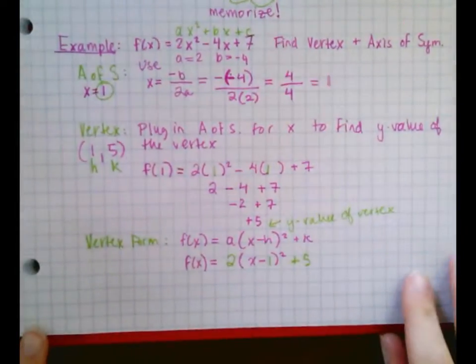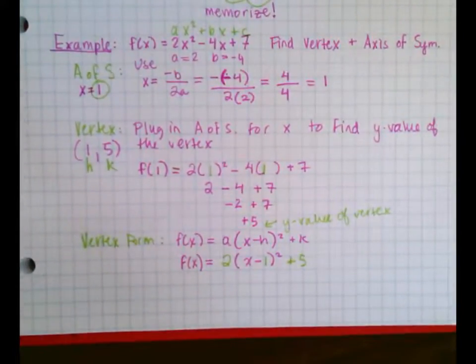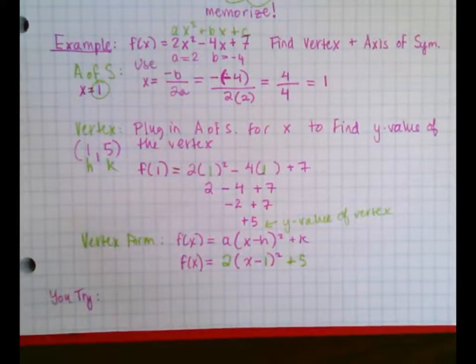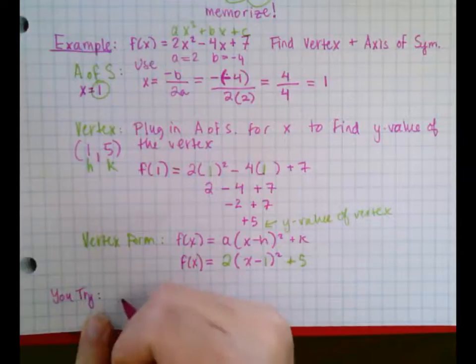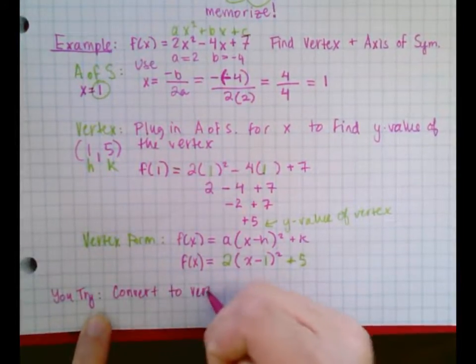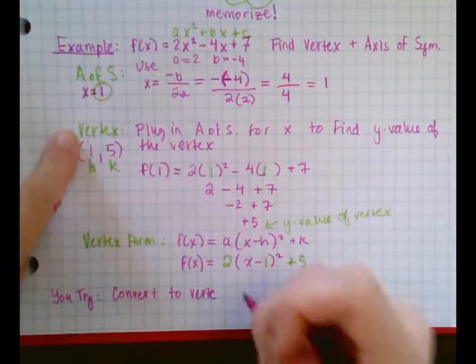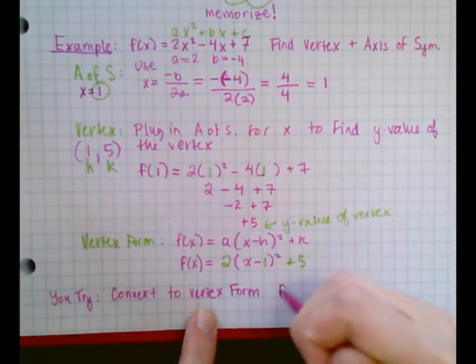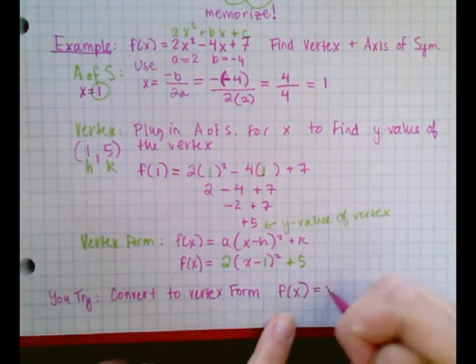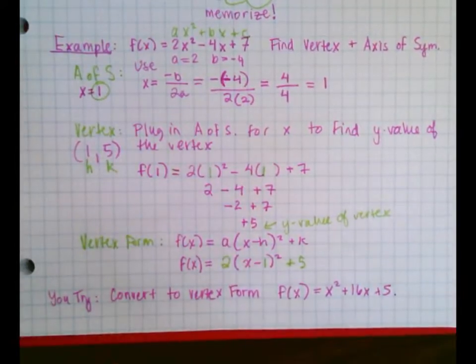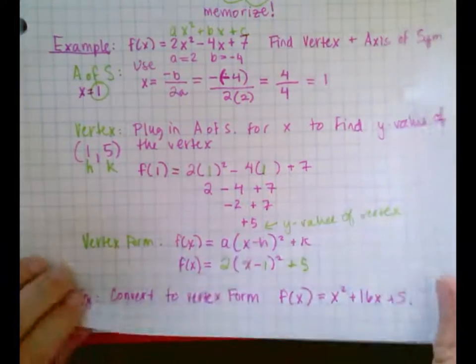Okay, so to practice this process, I'll give you a you-try problem, and it's the same problem that's going to pop up on your screen in PlayPosit, which would be to convert to vertex form, which basically means find the axis of symmetry, find the vertex, and then write it in vertex form. Convert to vertex form. F of x equals x squared plus 16x plus 5. Okay, so pause the video, or if you're watching on PlayPosit, it'll pop up and you can do that problem.